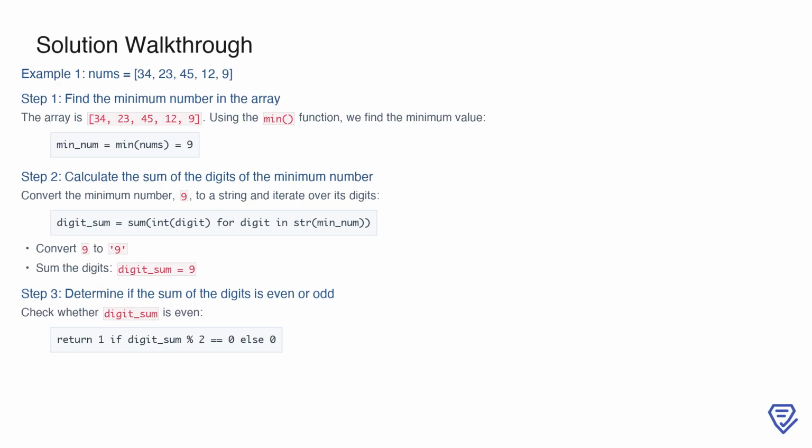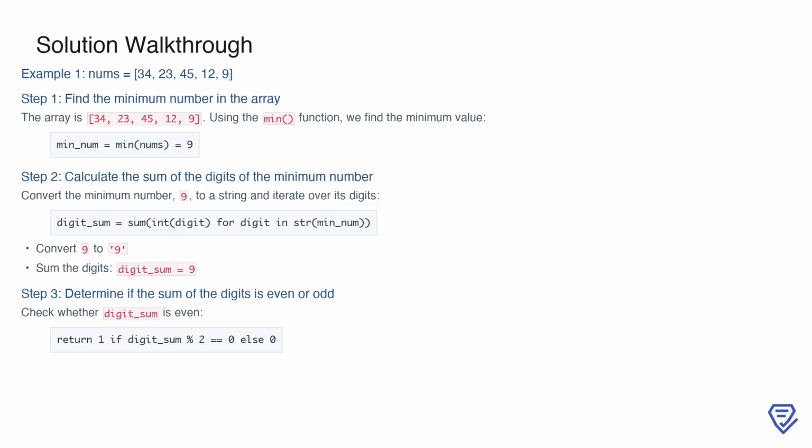To solve the problem, we begin with the array 34, 23, 45, 12, 9. The first step is to find the smallest number in the array, which is done using the min function. In this case, the minimum value is 9. Next, we calculate the sum of its digits. Since 9 is a single-digit number, converting it to a string still gives 9, and the sum of its digits is simply 9. The final step is to check whether this sum is even or odd. We do this by checking the remainder of digit_sum when divided by 2. Since 9 % 2 equals 1, the sum is odd, so the function returns 0.